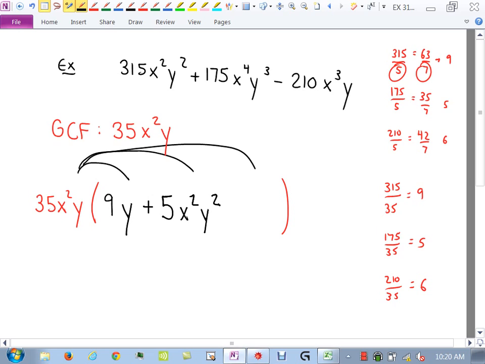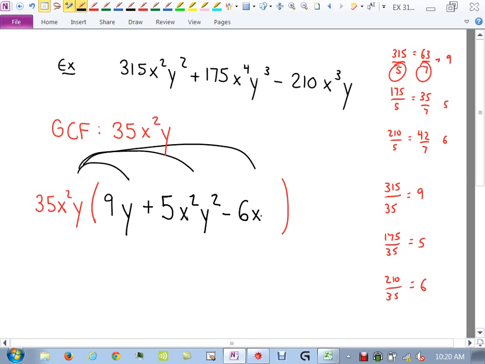Now, how do we turn 35 into negative 210? Negative 6. Be careful with that. Negative 6, not positive 6. And then how do we turn x squared to x cubed? X. And how do we turn y to y? We don't. 1, but we don't put it.